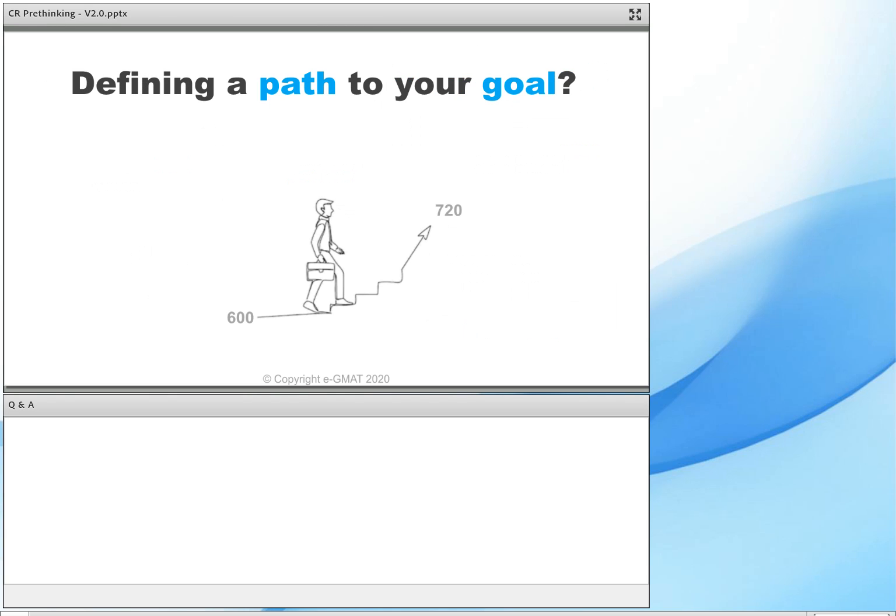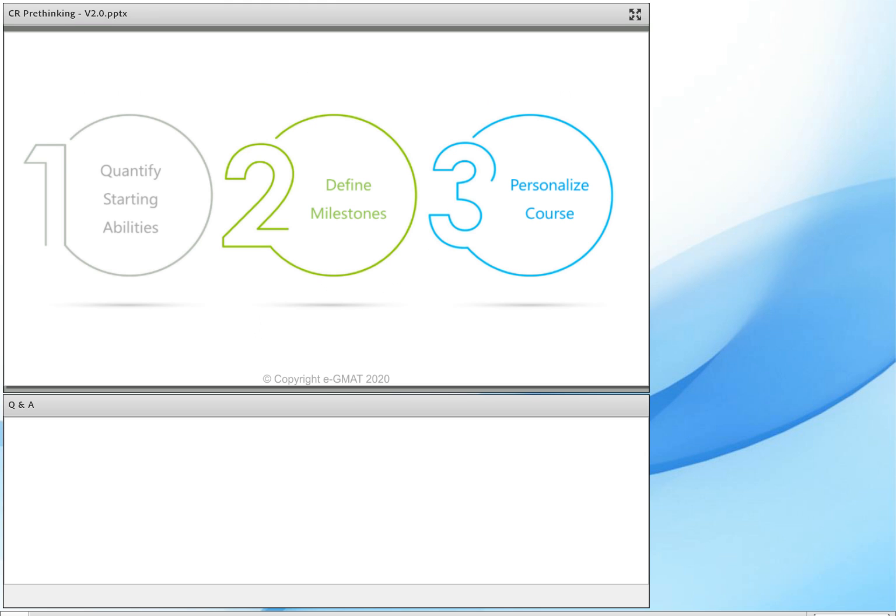Okay, so let's see, how do you define that path to that goal? I'm going to take a simple case study. How do you go from that 600 to that 720 score? The same method could be applied to someone who aims for that 750, 770, or if you're aiming for that 690, the same method, the same architecture would work for you. So again, how do you build that study plan?